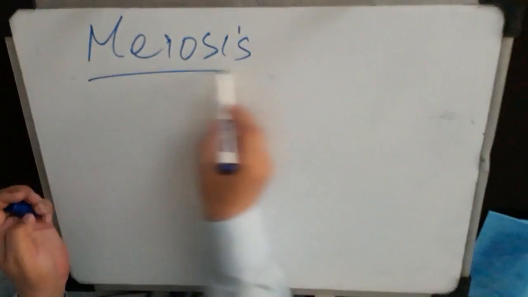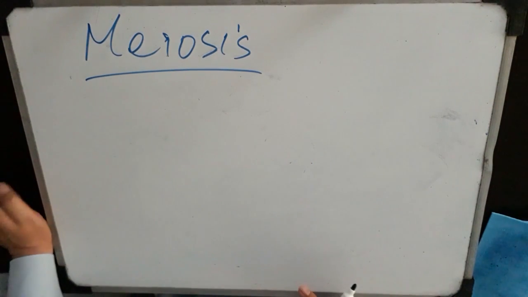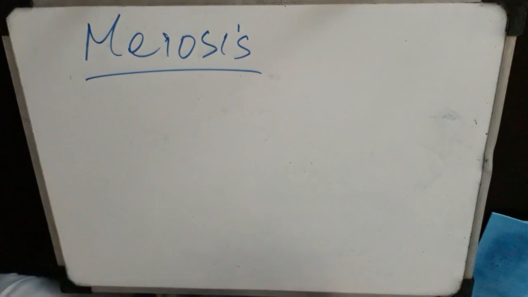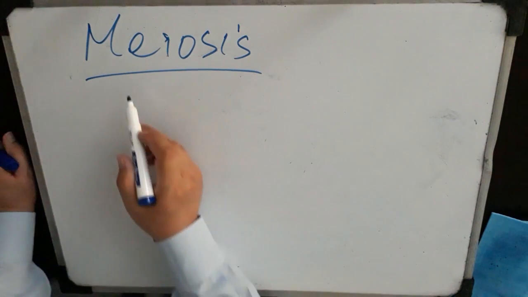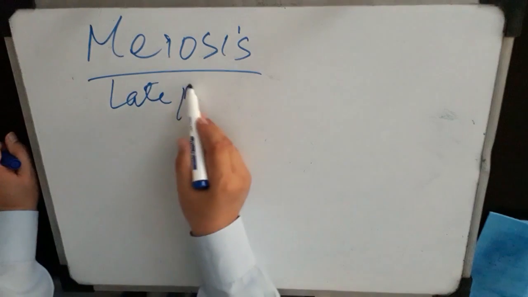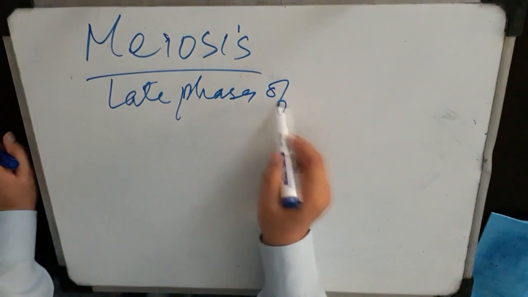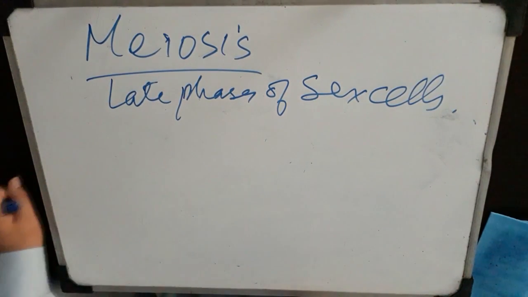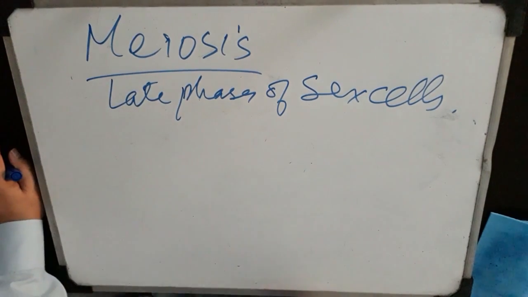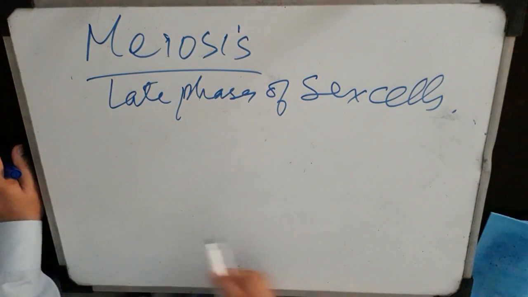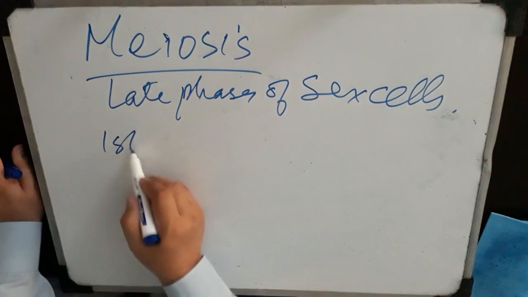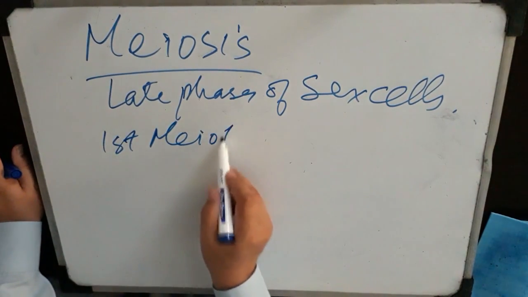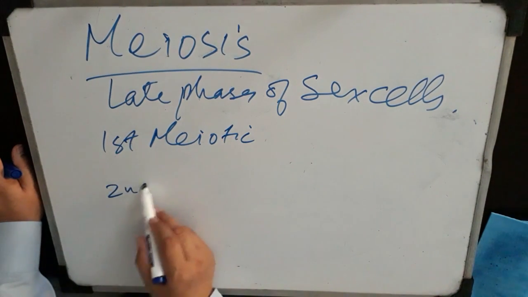The second type is known as atypical division, and it is less commonly occurring. It occurs only in the late phases of sex cells. It is divided into two further divisions: the first meiotic division and the second meiotic division.